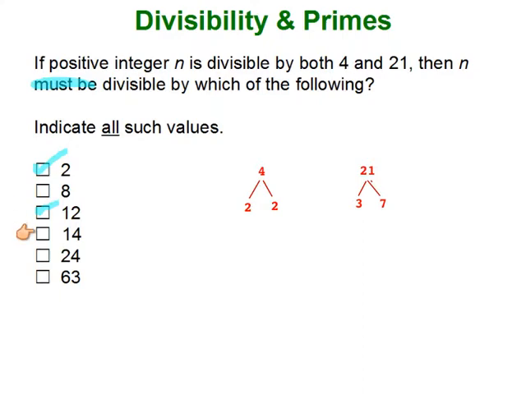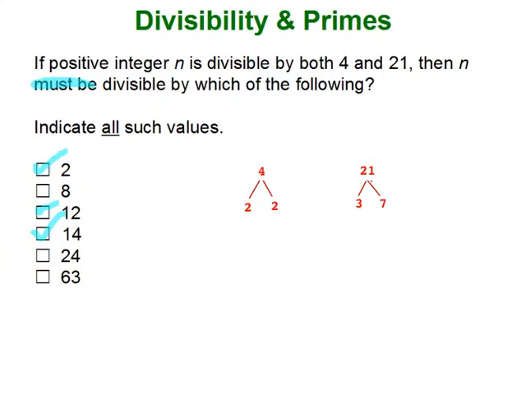Can we build a 14 with these ingredients? Well, we have a 2 and we have a 7. Absolutely. 2 times 7 is 14. We can definitely build a 14. What about a 24? Well, we have a 2 and a 3. The most that will give us is 12. 7 doesn't go into 24. We cannot build a 24.